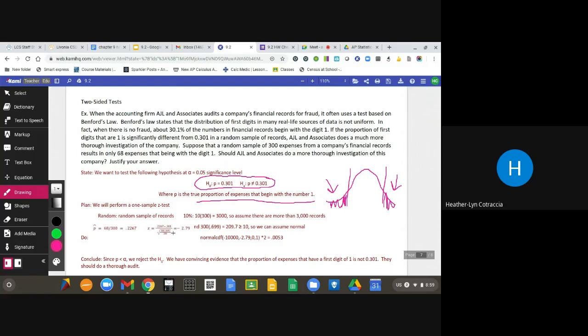So what I did, go back to the 0.301. We chose 300 records. So you do 300 times 0.301, and we need to just check to make sure that that's at least 10. It's equal to 90.3. And then I did do the opposite, so you can see that right there. 300 times 0.669, which is 1 minus 0.301, is equal to 209.7, which is also greater than or equal to 10. So because they're both greater than or equal to 10, we can assume normal. If you forget, go to your reference paper, and there's those conditions right there. Notice I'm still using the hypothesized proportions.